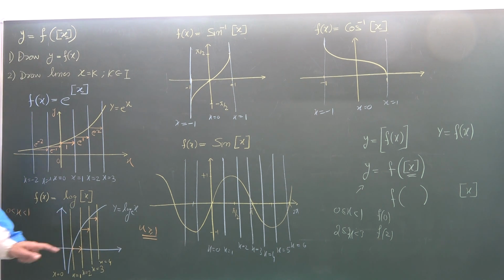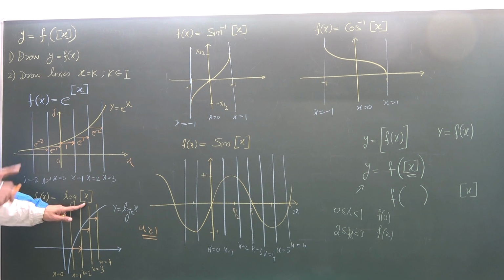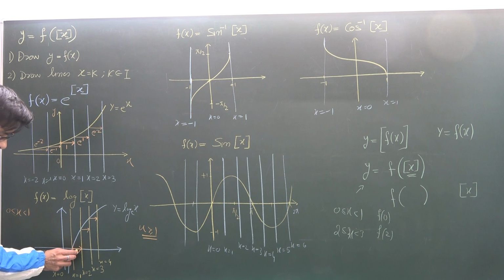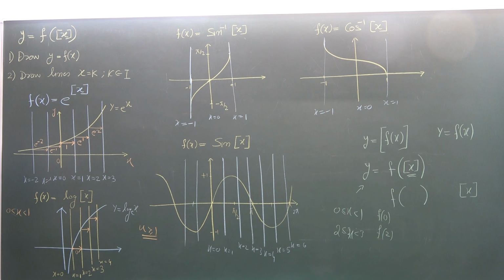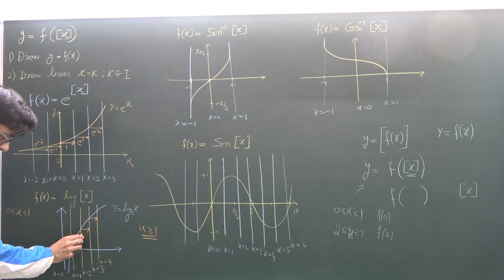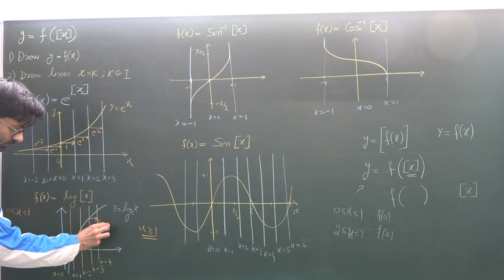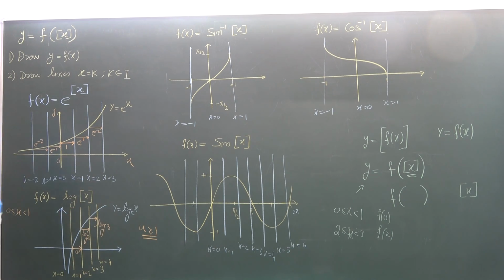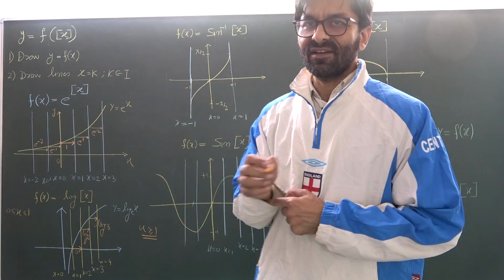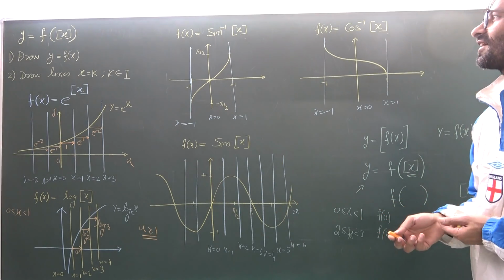Between 1 to 2, the greatest integer of x will return 1. So the input is log of 1, which means the value is 0. If x lies between 2 to 3, then the input is 2, which means the output is log 2. This value is log 2. Likewise, this is log 3. Probably I am doing it in haste, but it's a very easy graph.